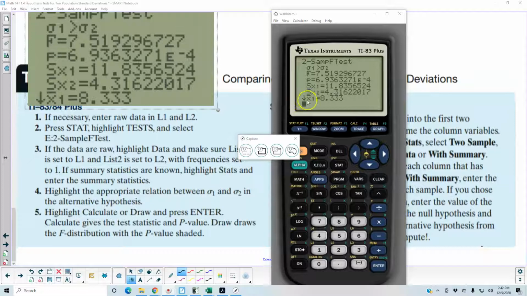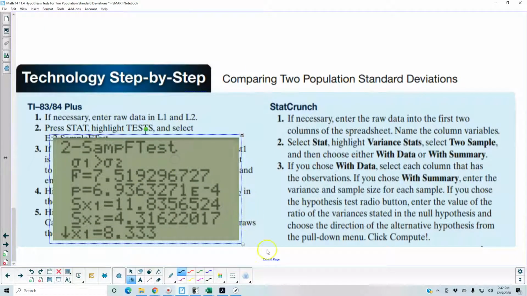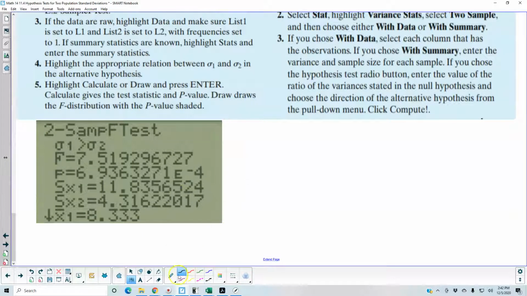So when we select Calculate, you can see that we have an F distribution test statistic, and then we have our p-value. So I'm going to go ahead and highlight that here. Okay, so you can see here that we have our F test statistic of 7.52, and then you can see what our p-value is.